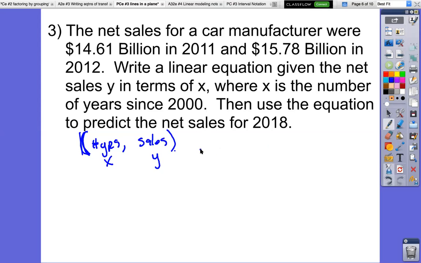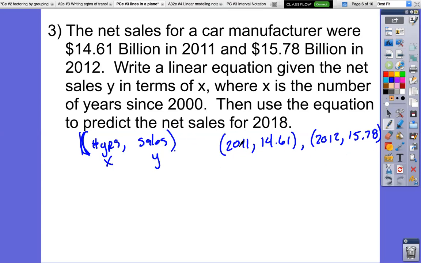So I can do this a couple different ways, but let's start it out. So let's see, in 2011, so number of years, 2011, and I had 14.61 billion. The next time I had 2012, and I had 15.78 billion. So when you get something like this, by the way, I'm going to do this same question twice. It is just the exact same math we were doing, but I'm going to show you why our final answer here might not make a whole lot of sense.